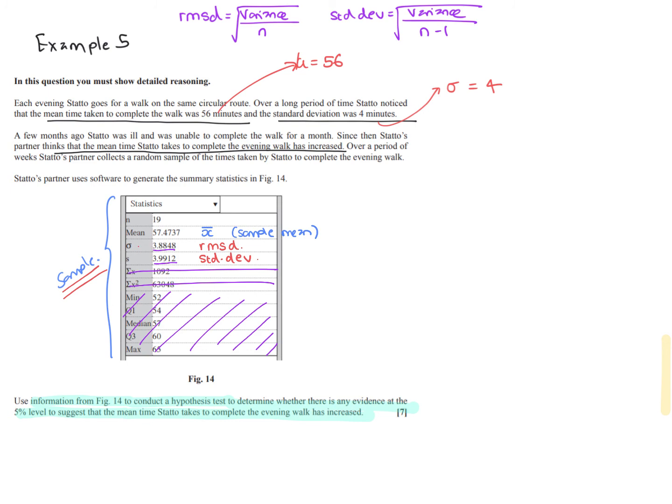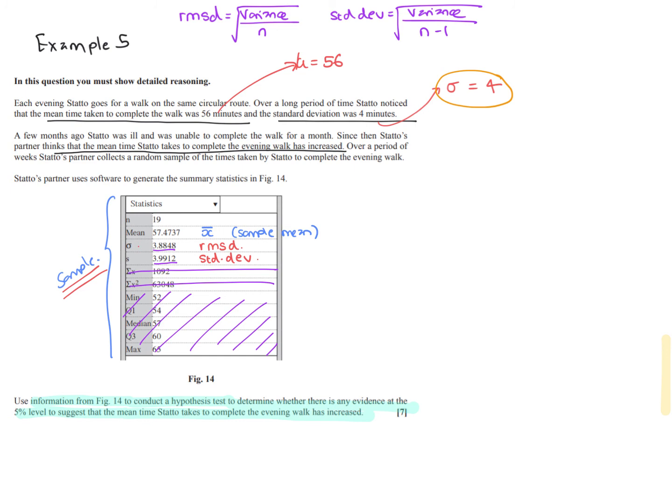Additionally, we don't actually need this information about the root mean square deviation and the standard deviation because we actually have the population standard deviation up here, and that's the value we use. We would only need the standard deviation if we were not given the population standard deviation sigma. We would then use the standard deviation for the sample as an estimate for the population standard deviation.